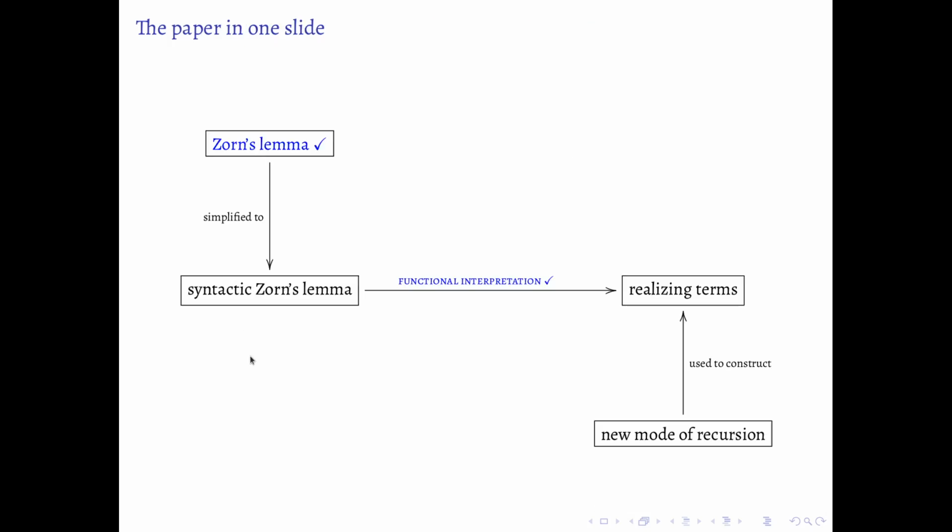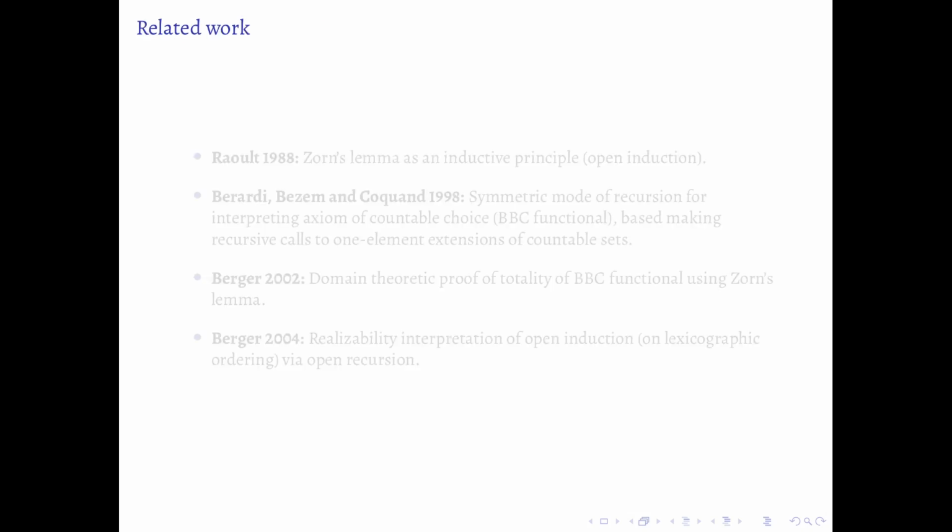Okay. So here's again the paper in one slide. So far I've briefly gone over Zorn's lemma and introduced the functional interpretation, and in the remainder of the talk I want to go over the material that was in the paper itself, so things that are new in this contribution to LICS. Okay. So I want to mention some related work before I go on.